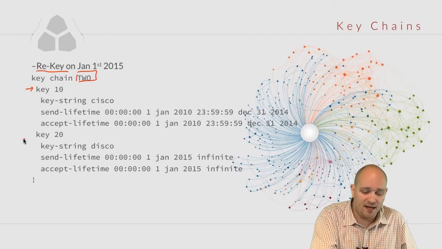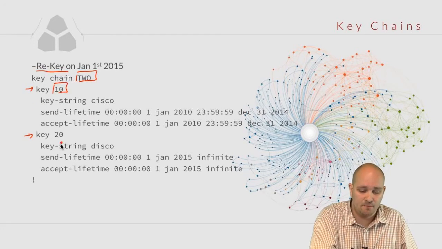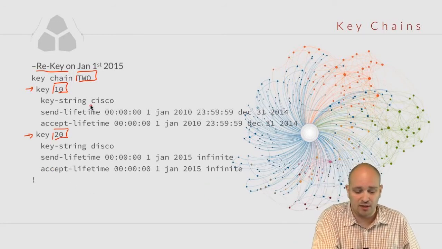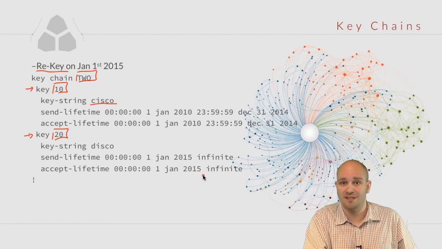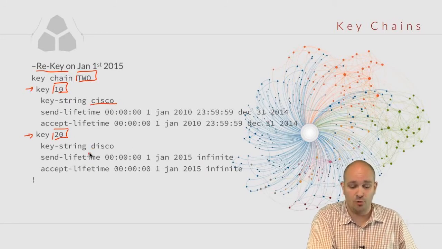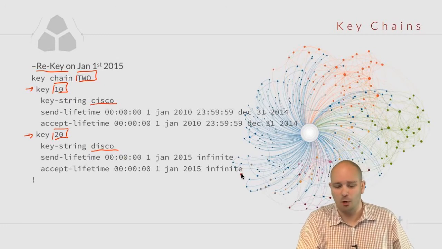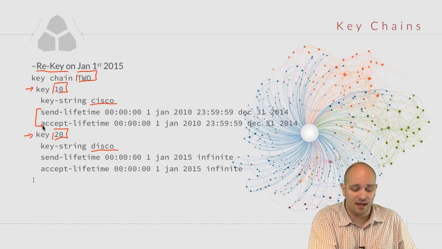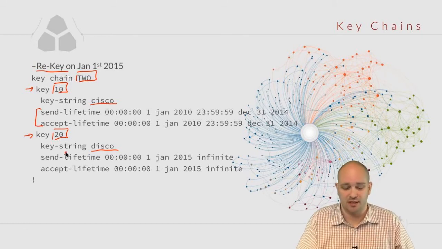And then I'm defining 2 keys. In this case, key 10 and key 20. The key string in the first example is going to be Cisco, and then on January 1st, 2015, we want to change the password to be Disco. And here in the send lifetime and accept lifetime, this is where the actual magic happens.